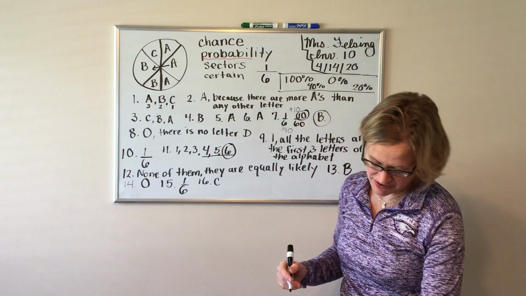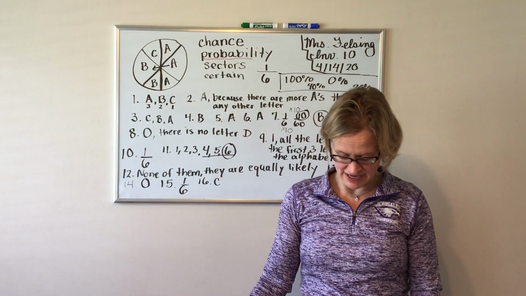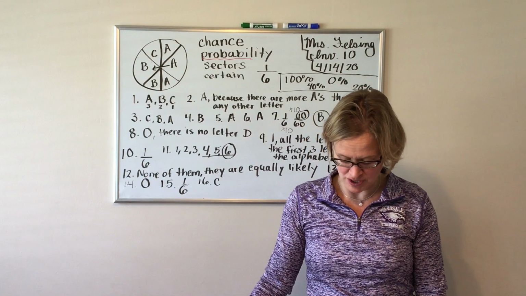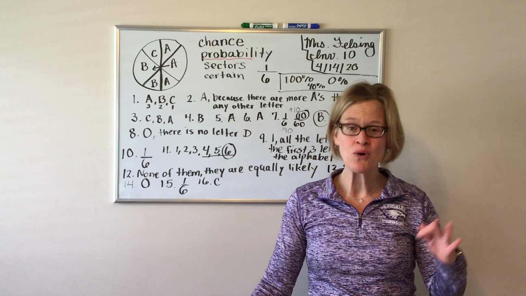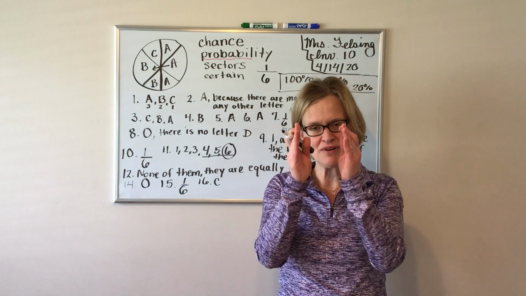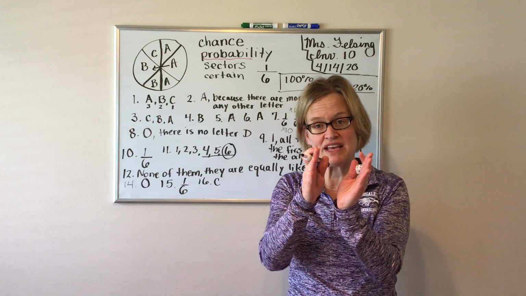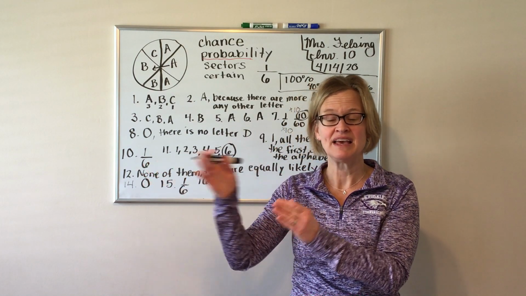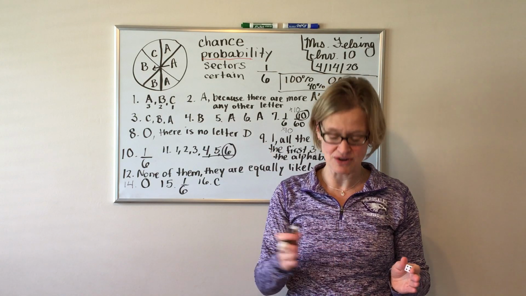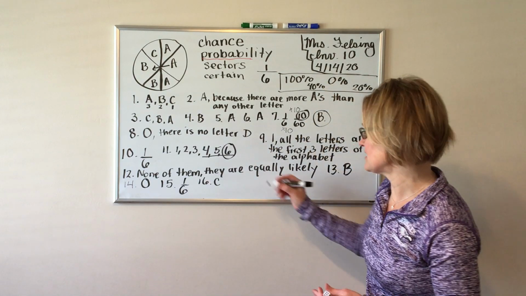So looking at number 17. The weather forecast stated that the chance of rain is 40%. According to the forecast, is it more likely to rain or not to rain? Well, think about 40. How close is 40? Closer to 0 or closer to 100? And 40 is definitely closer to 0, so we would say not to rain.